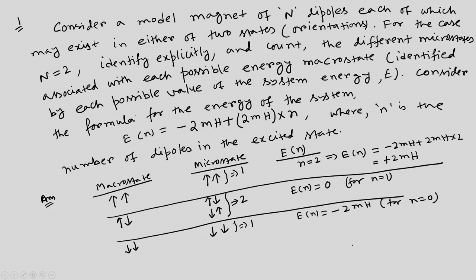So how many macrostates are possible for n equals to 2? In this case we have 3 macrostates possible. For macrostate 1, when both the dipoles are in upspin state, we get only one microstate, and the corresponding energy value is plus 2 mh. When one dipole is in upspin state, another dipole is in downspin state, we get two different microstates. For example, the first dipole is in upspin state and the second dipole is in downspin state, or first dipole in the downspin state and the second dipole is in the upspin state. So we get two different microstates here, and the corresponding energy value is 0. And the third macrostate is when both the dipoles are in the downspin states, and we get only one microstate here, and the energy value is minus 2 mh. So this is a very simple problem, but it is based on the concept of macrostate and microstate.